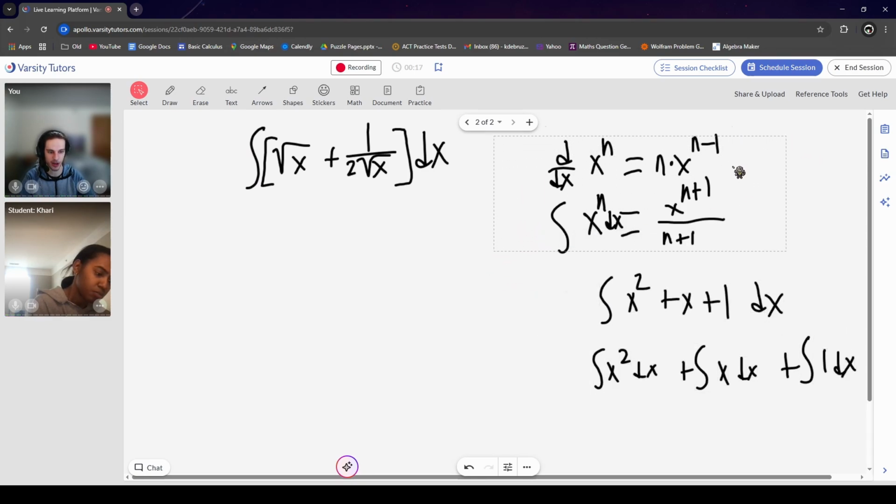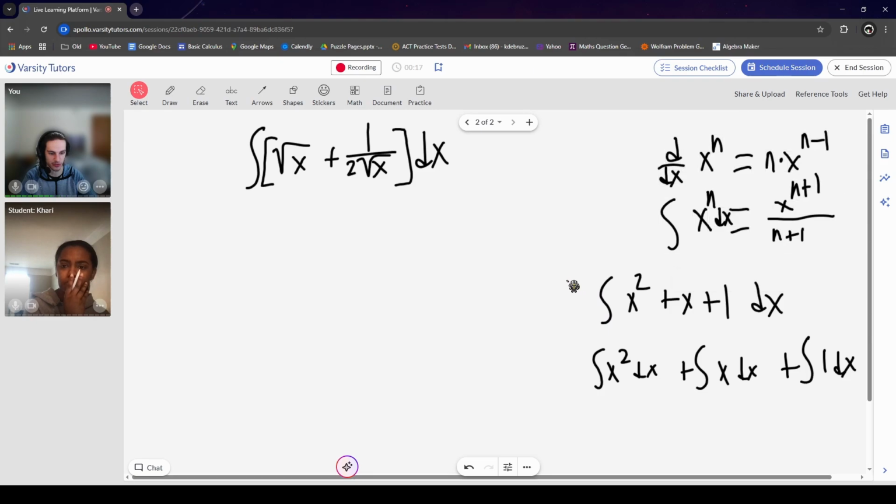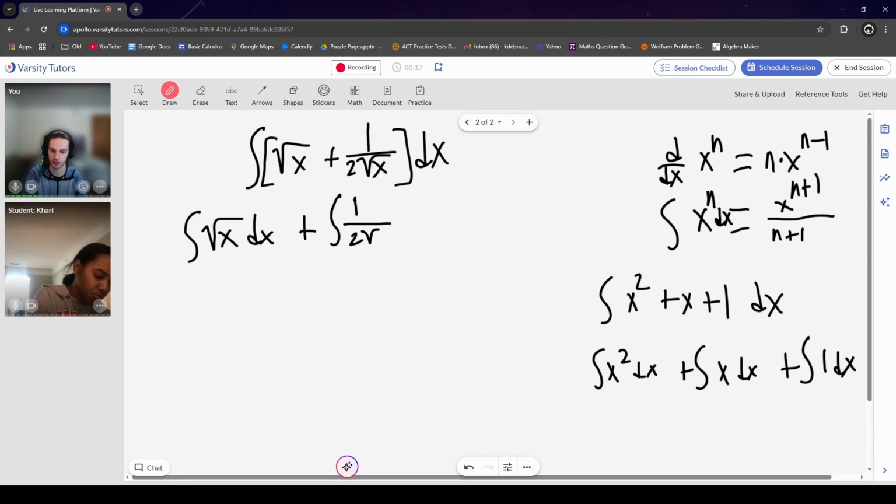First one is the power rule of integration. The second one is you can apply the integral linearly. I'll walk you through this one. So for this problem, let's apply linearity. So we're going to have the integral of square root of x dx plus the integral of 1 over 2 square root of x dx.